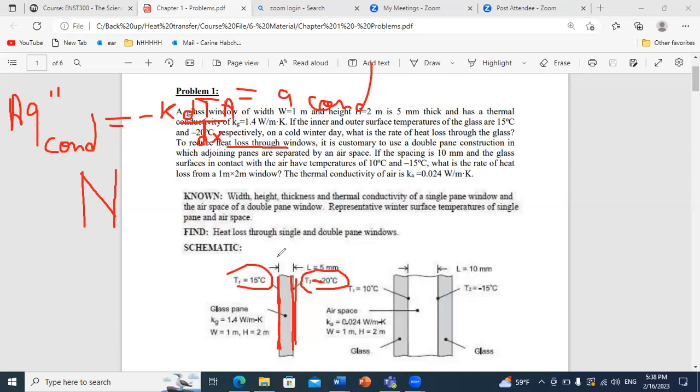Okay. So first, for the area, we just have to know the dimensions of our window. They gave us the dimensions. It's 1 times 2, 1 meter times 2 meters. So it's 2 square meters in area. We have the glass property, the conductivity of glass is given. It's 1.4 watt per meter Kelvin. So we still have to compute the temperature gradient.